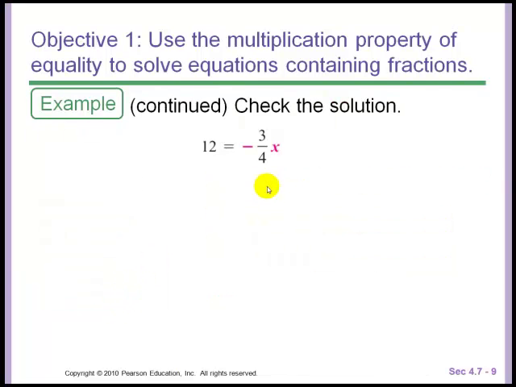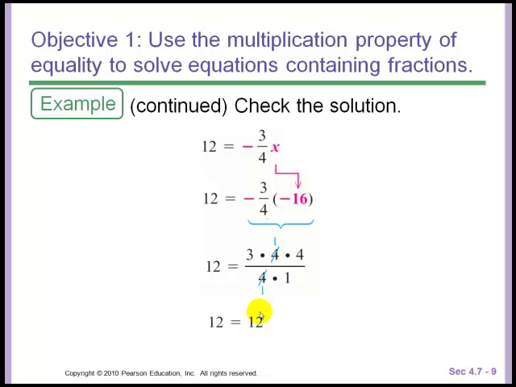We can check that by replacing x with negative 16. We rewrite 16 as 16 over 1, and 16 is 4 times 4. The 4's cancel, and we get 12 equals 12. So our solution is negative 16.